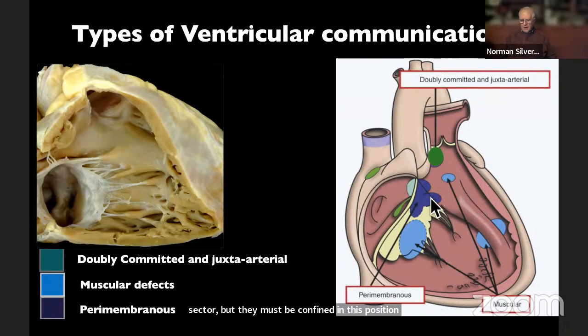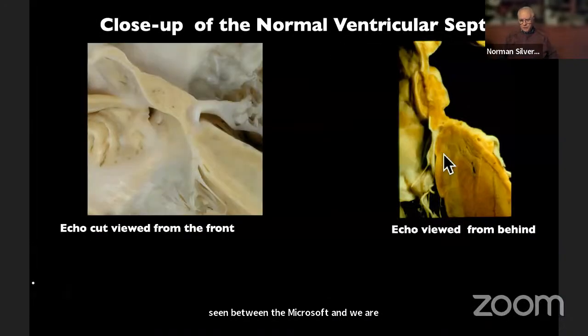Okay? And then muscular ventricular septal defects, which can occur in any position within the muscular septum, and the doubly committed or juxta-arterial communications, which are seen between the mitral and tricuspid aortic valve. And we are going to look at all of these in sequence. But before, let's go and look at this as being an echocardiographic presentation. Let us look at the slicing of the ventricular septum in an echocardiographic cut.